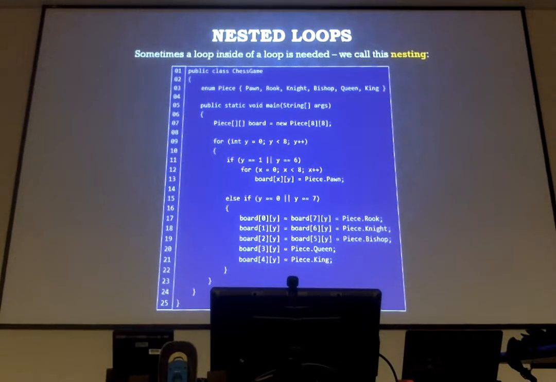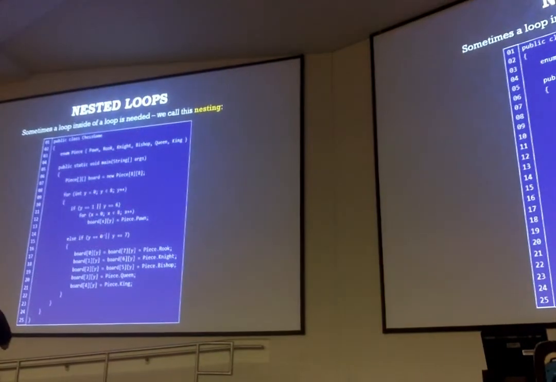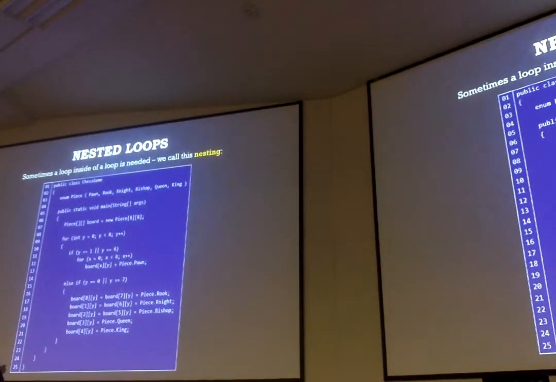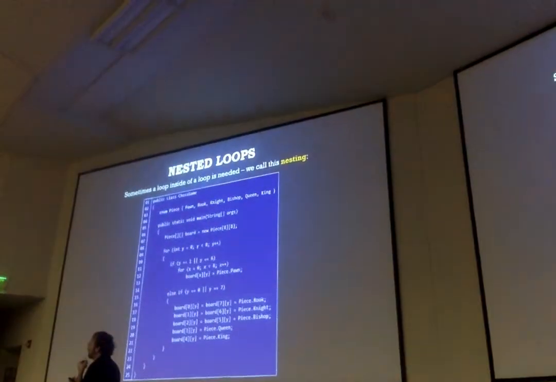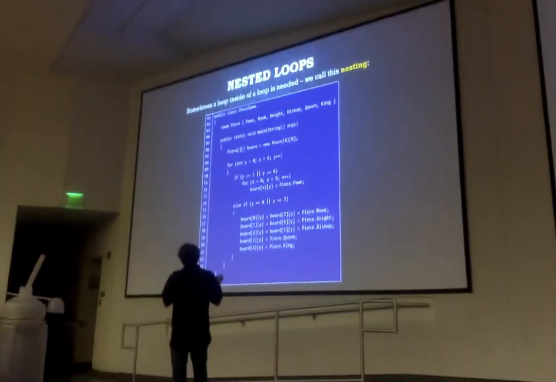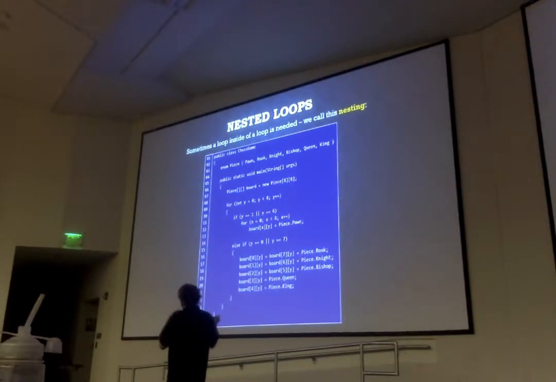Yes? Can you declare a board position, then a piece, then another board position, like in the same line? Could I do a board position and then a piece and then another board position? And the answer is no, only because the final value has to be on the end. So whatever you have all the way at the end, that's what everybody's going to get. Does that answer your question?